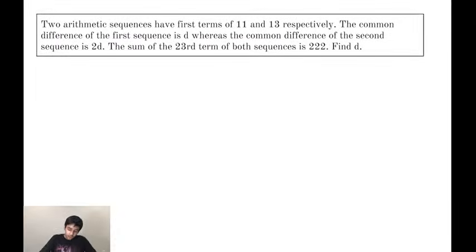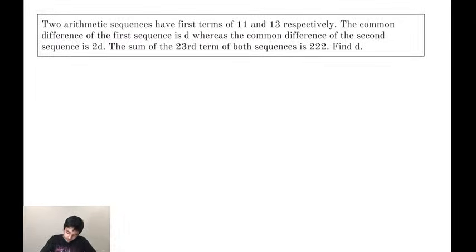Okay, so now let's take an example. This problem was actually intended to be in the competition tomorrow, but it ended up not being used, so I decided to put it in today's class. Two arithmetic sequences have first terms of 11 and 13 respectively. The common difference in the first sequence is d, whereas the common difference in the second sequence is 2d. The sum of the 23rd terms of both sequences is 222. Find d.